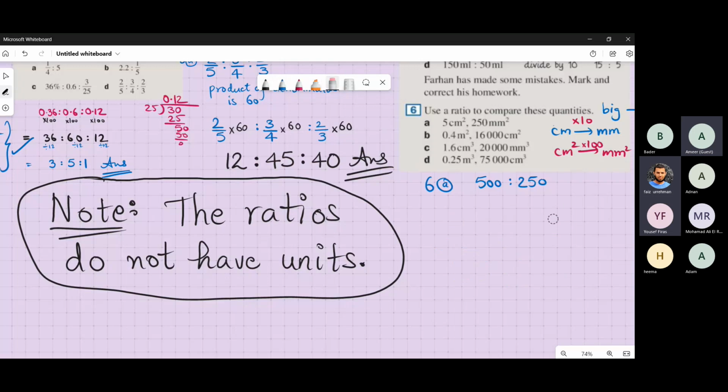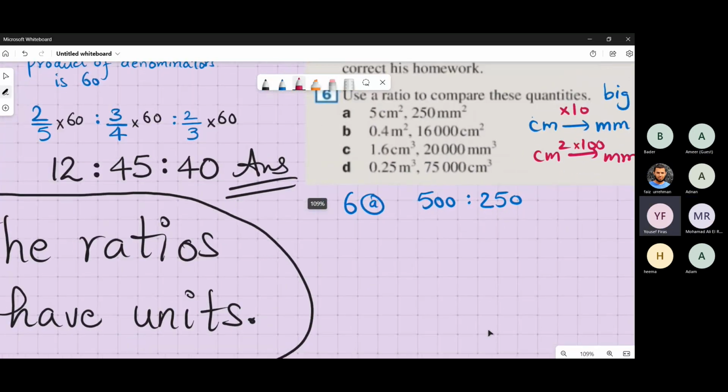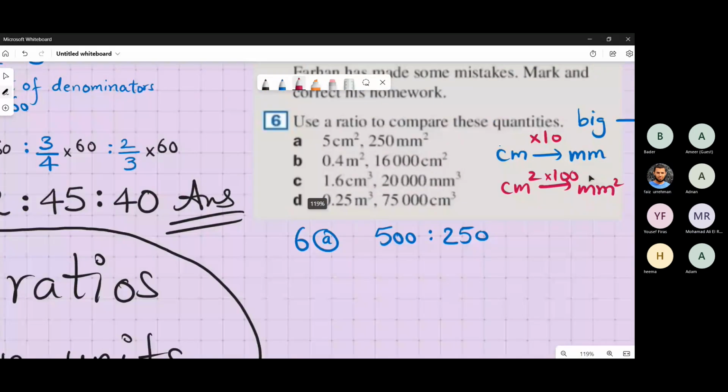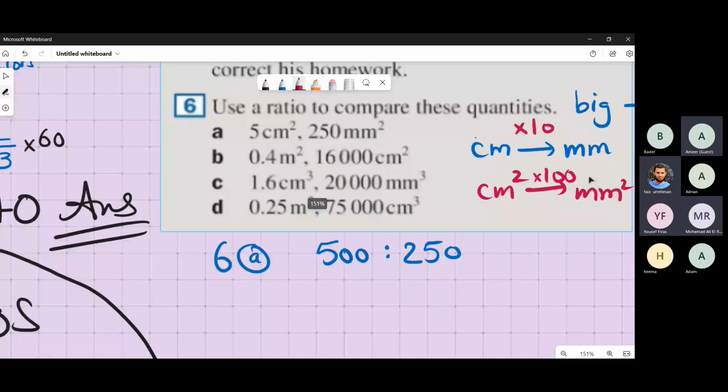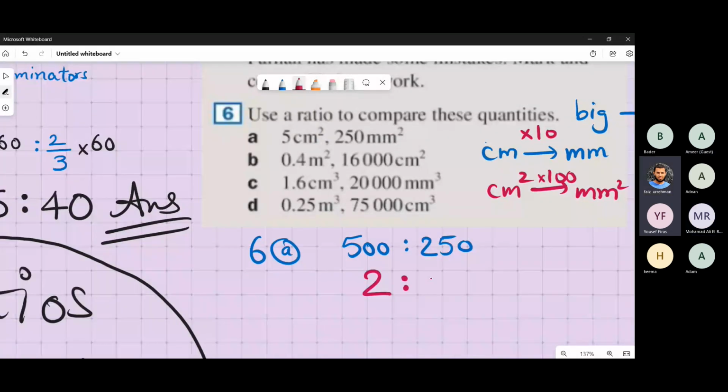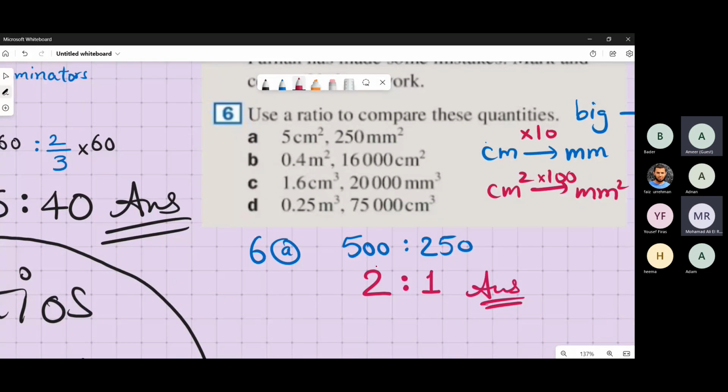So what is the final answer now? 500 to 250? 2 to 1. Divide by 10 to get 50 to 25, and then divide by 5. It's your choice. You can use the table of 250. You can cancel the zeros. 50 and 25, you can cancel by 5. It's your choice.